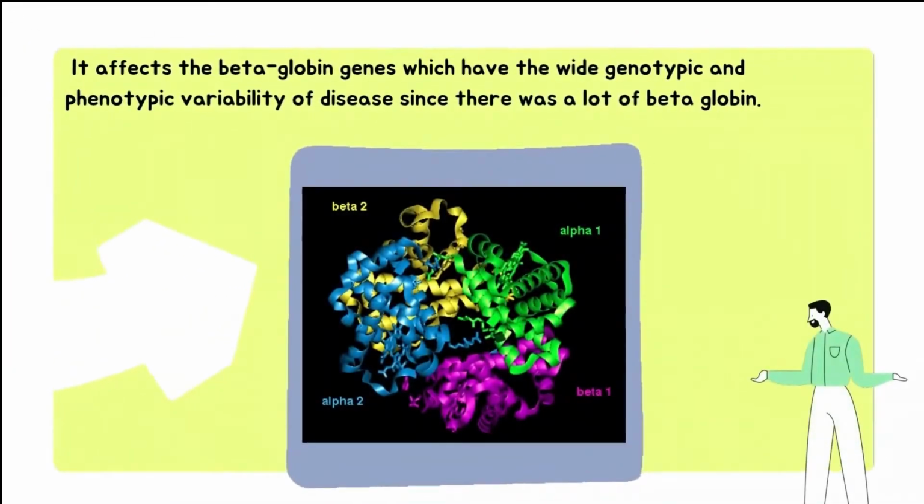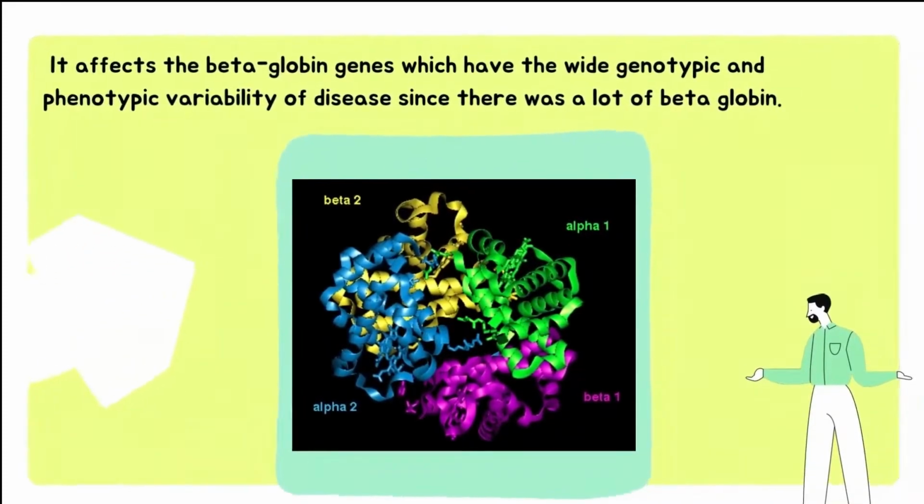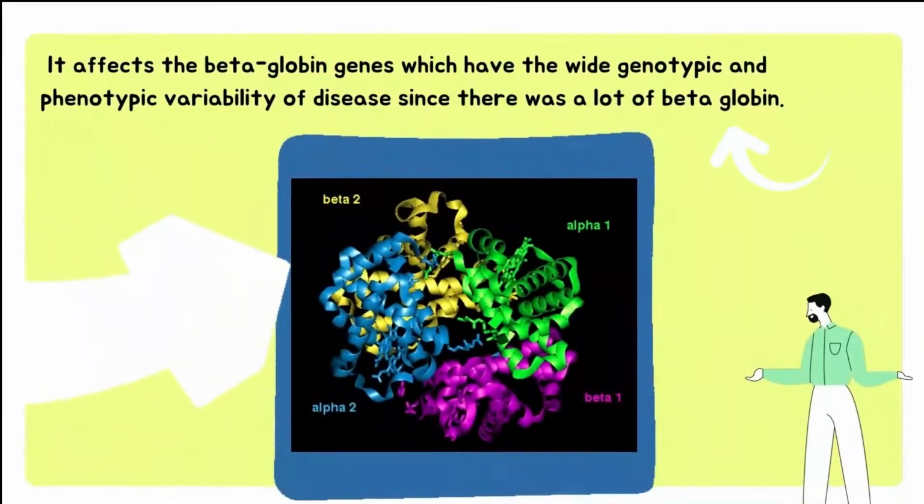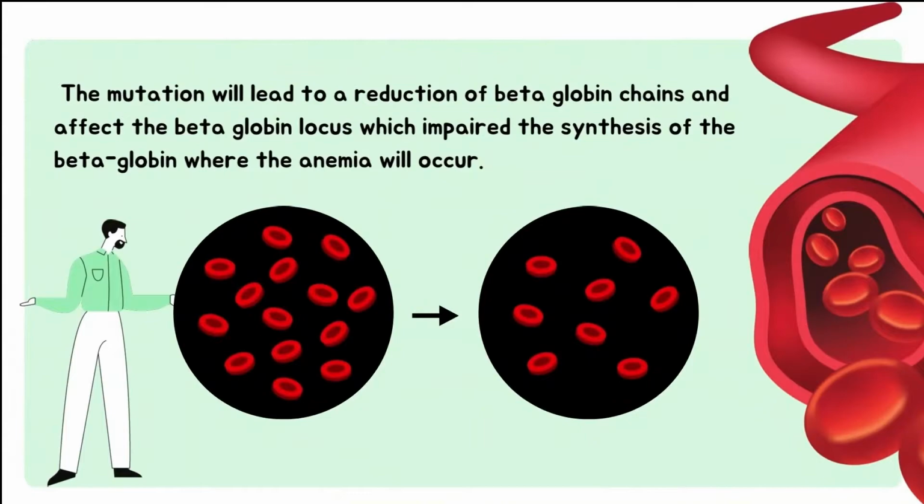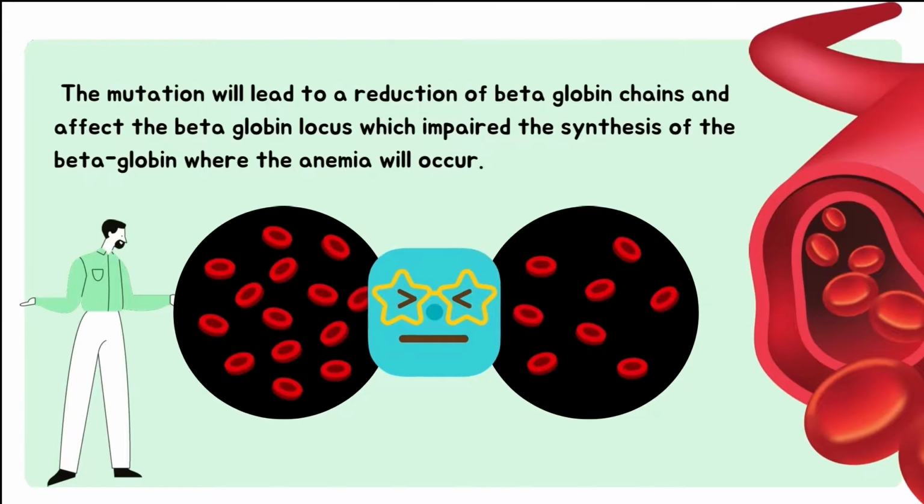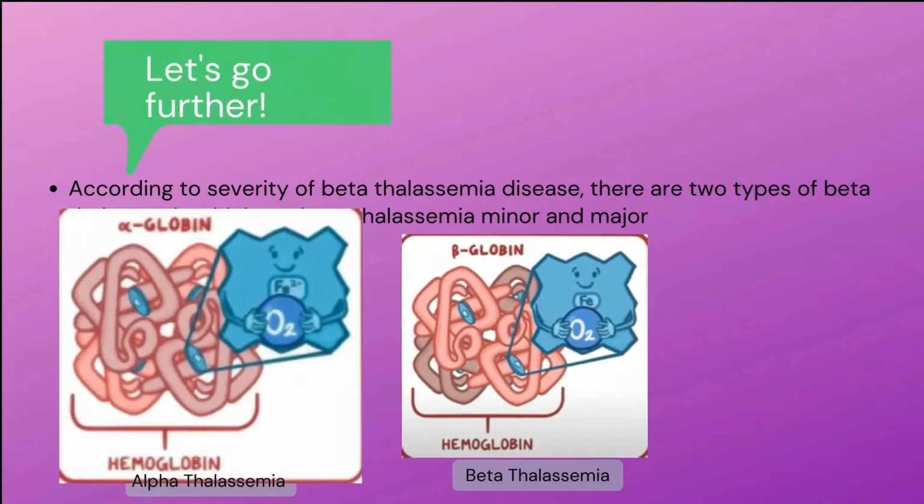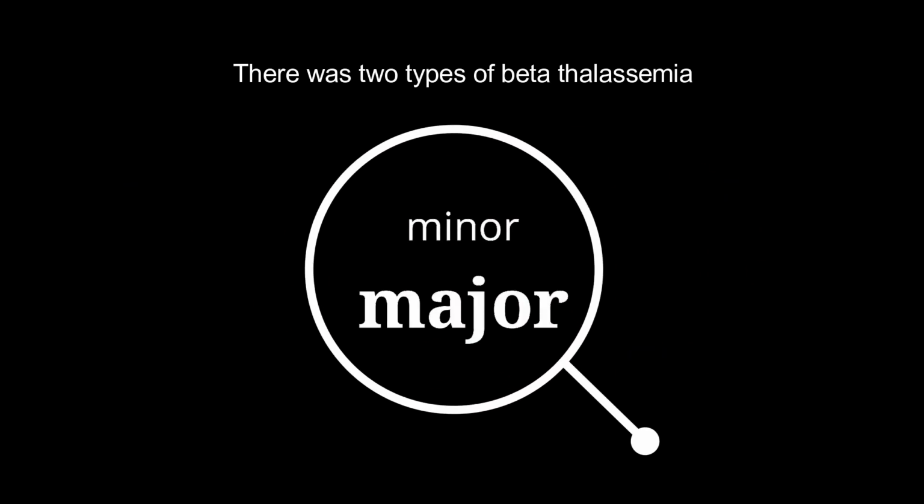It affects the beta globin genes, which have wide genotypic and phenotypic variability of disease because there are a lot of beta globin mutations. The mutation will lead to a reduction of beta globin chain and affect the beta globin locus, which then impairs the synthesis of beta globin, where the anemia will occur. Usually, it is according to the severity of beta thalassemia disease. So there are two types of beta thalassemia, which are beta thalassemia minor and major.